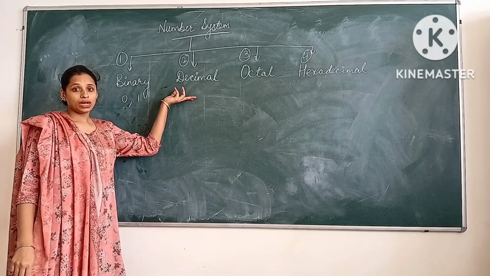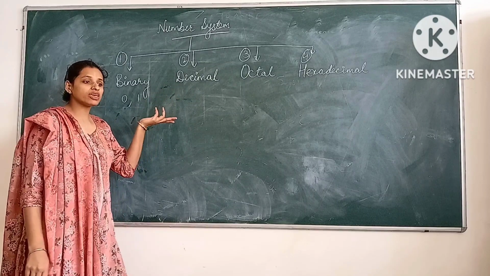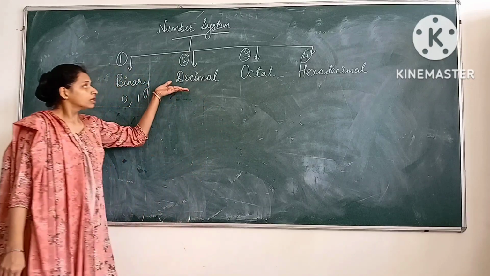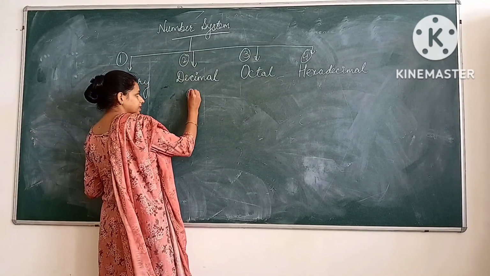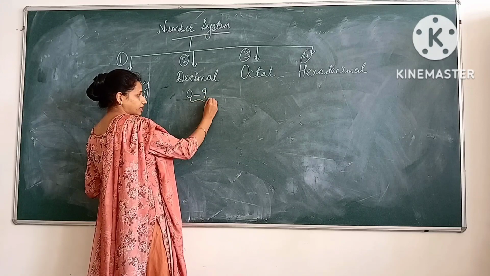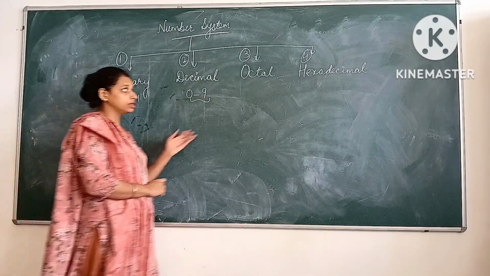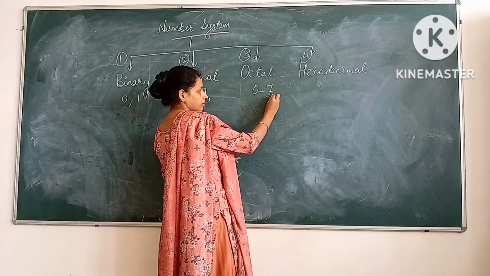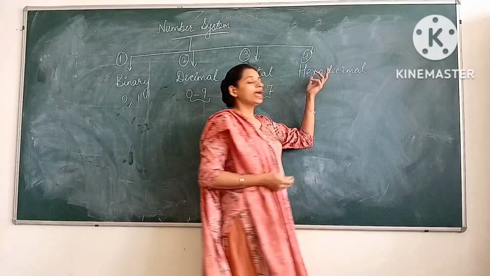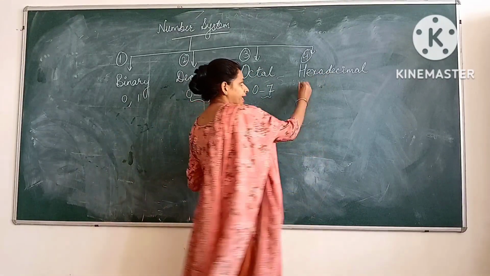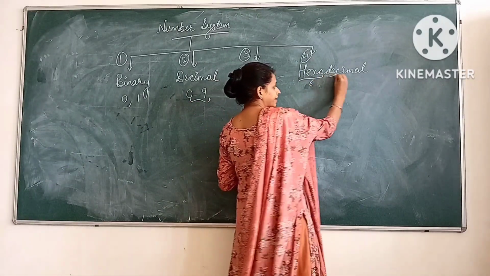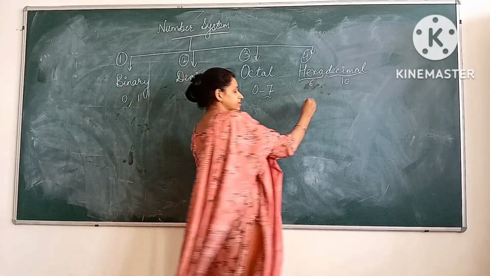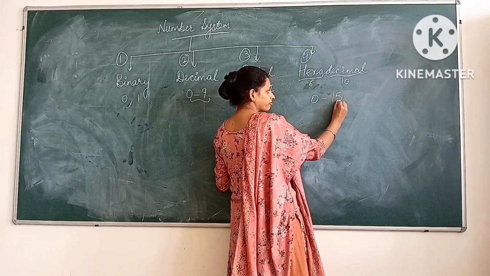Decimal. Normally we are using decimal numbers in maths. Deci means 10, 0 to 9. Octal. Octa means 8, 0 to 7. And hexadecimal. Hexadecimal is a combination of hexa, that is 6, and decimal, that is 10. That means total is 16, that is 0 to 15.